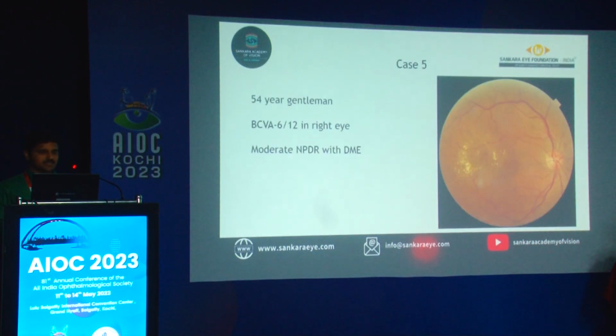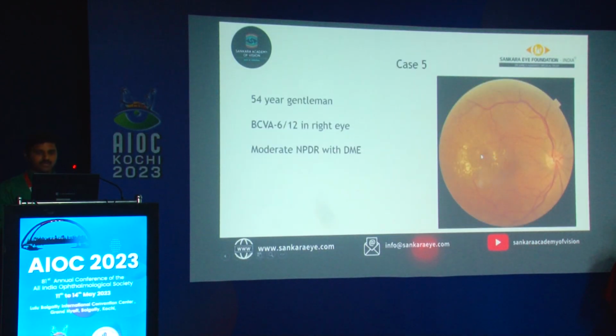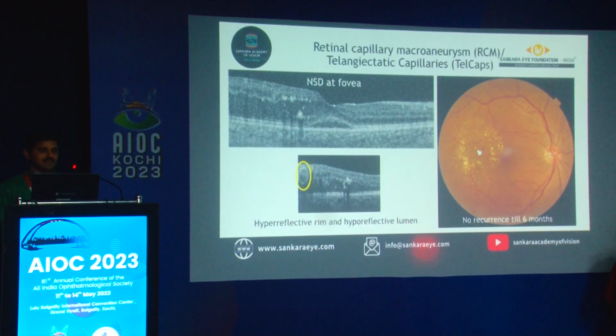Moving on to another case, a 54-year-old gentleman with moderate non-proliferative diabetic retinopathy with DME. On OCT, we could see that there was neurosensory detachment at the fovea with macular edema, and a hyperreflective rim with a hyporeflective lumen, which corresponded to an aneurysm with a white rim. So what is it? It has been termed a retinal cap.